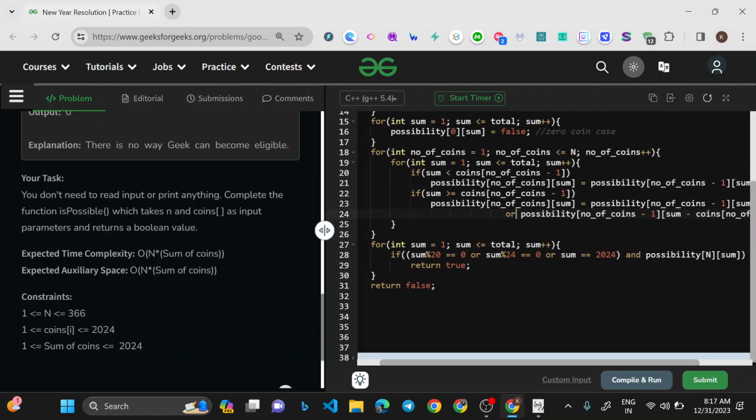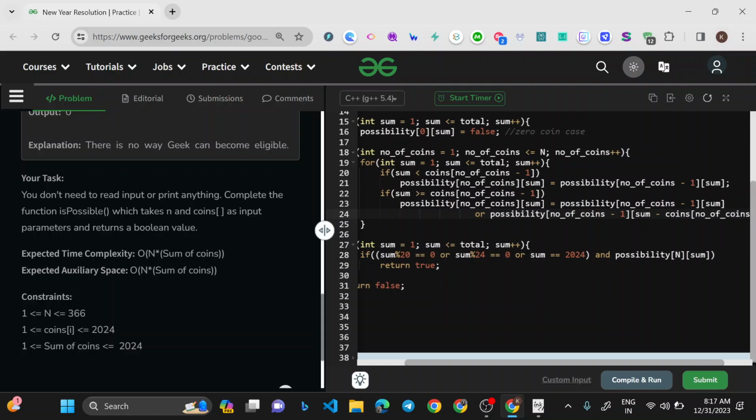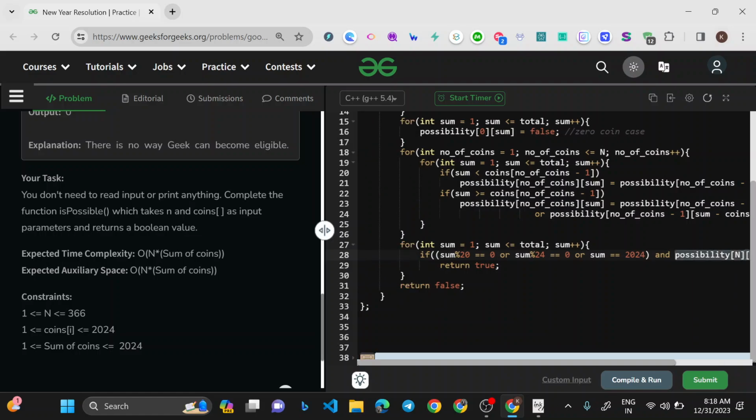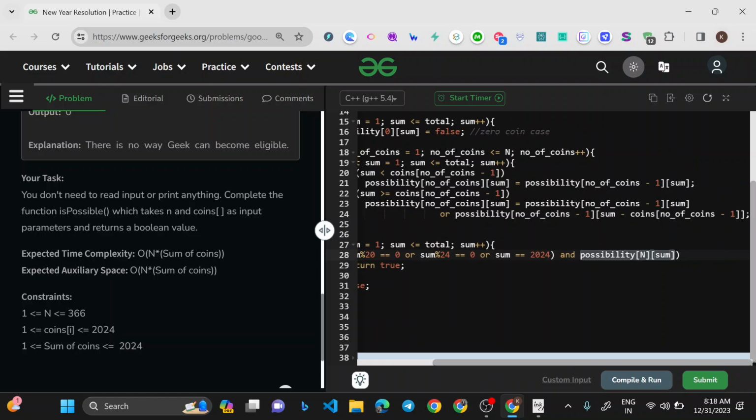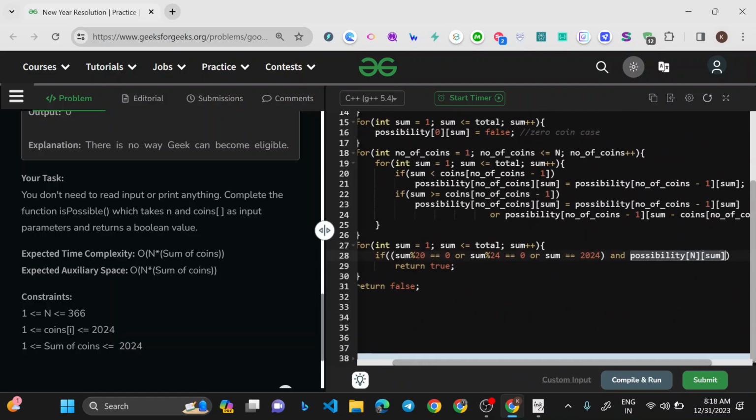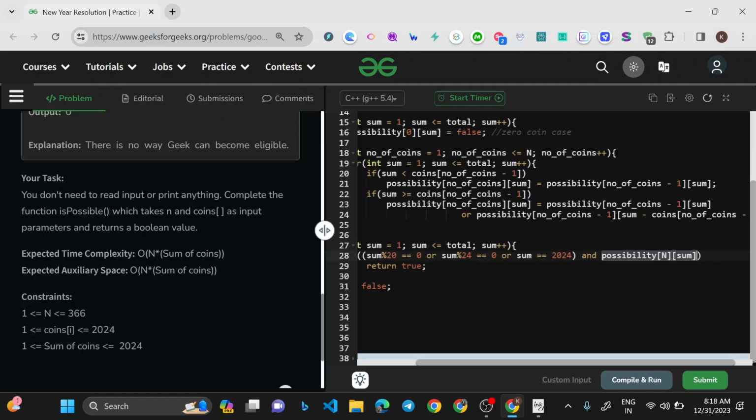And now finally, for int sum equal to 1, sum less than or equal to total, sum plus plus, you will be looking out for that sum that is exactly divisible by 20 or 24 or equal to 2024. If the sum is divisible by 20 or 24 or 2024, and also the possibility is true, then we can return true, or else we can return false. There might be various possibilities of sum in the total sums, right? So now we'll be checking each and every sum starting from 1 till the total.